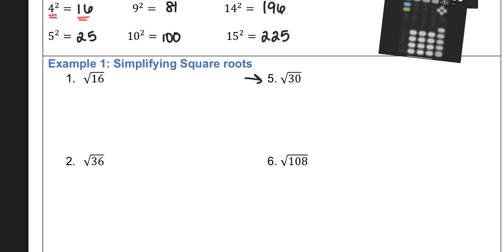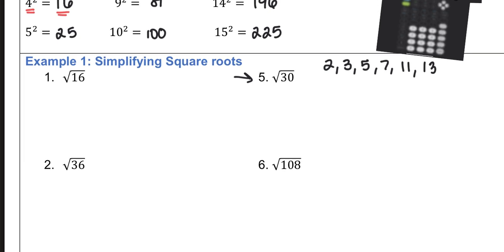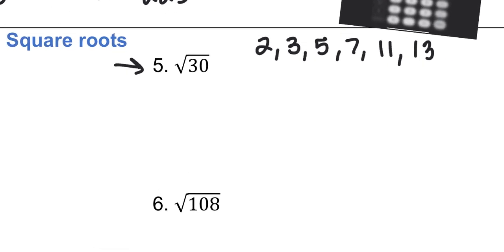The way we're going to simplify is use our prime numbers. The prime numbers we're going to look at are 2, 3, 5, 7, 11, and 13. Of course, there are more, but we really won't be needing them. So what you're going to do to simplify this is always start with 2. We are always going to start with 2. It just will make things simpler down the line.